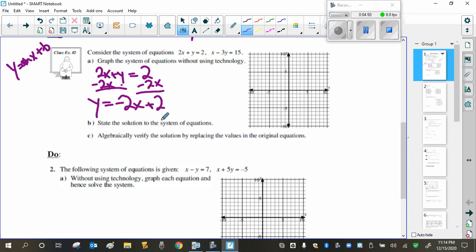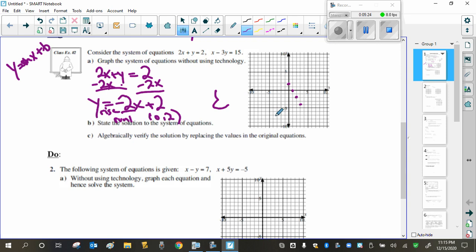And we know that means the point 0, 2, and we know that this is the rise over run. Remember, negative rise means down. Run is 1 if we don't have a denominator. So first we plot 0, 2, and then we go down 2 and 1 to the right, down 2, 1 to the right, down 2, 1 to the right.